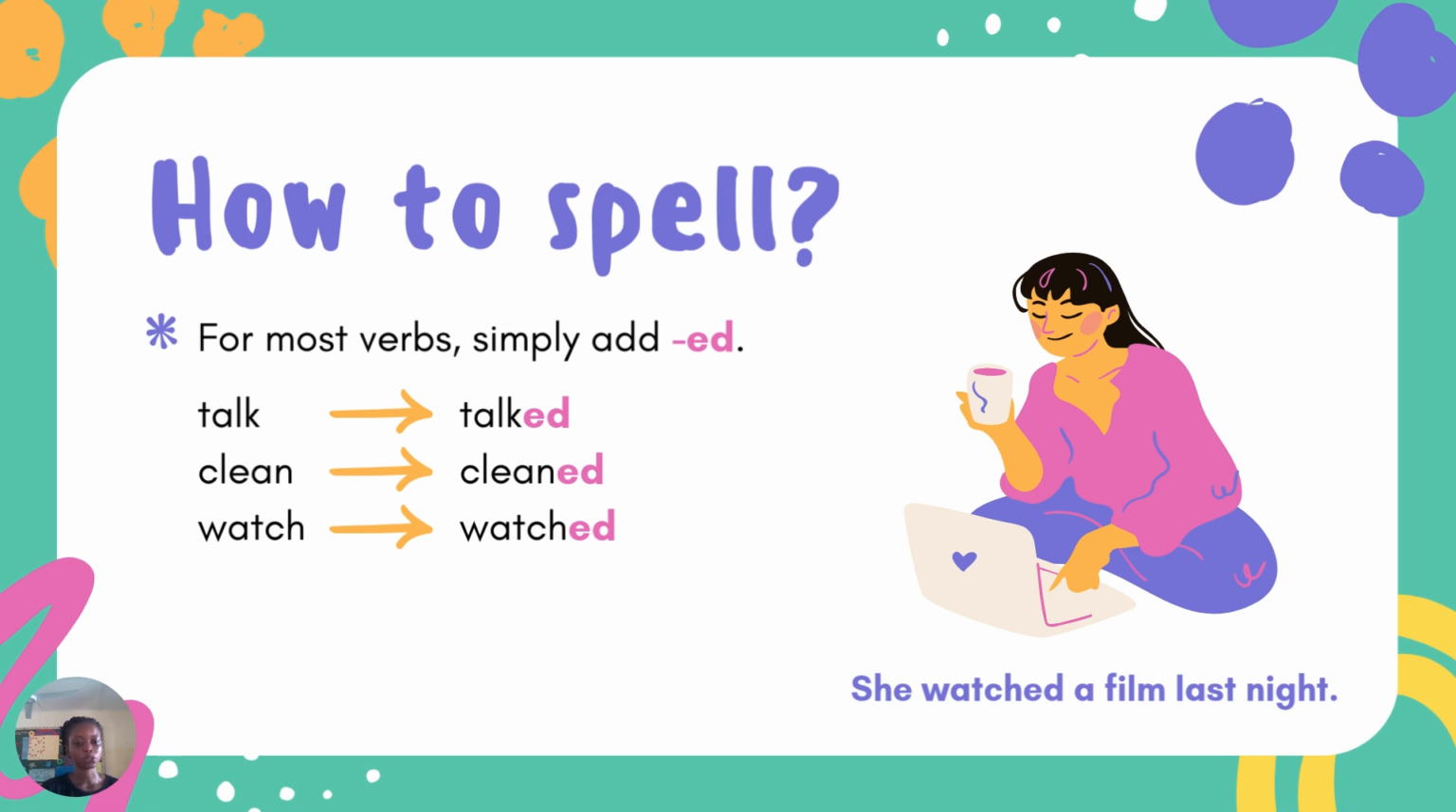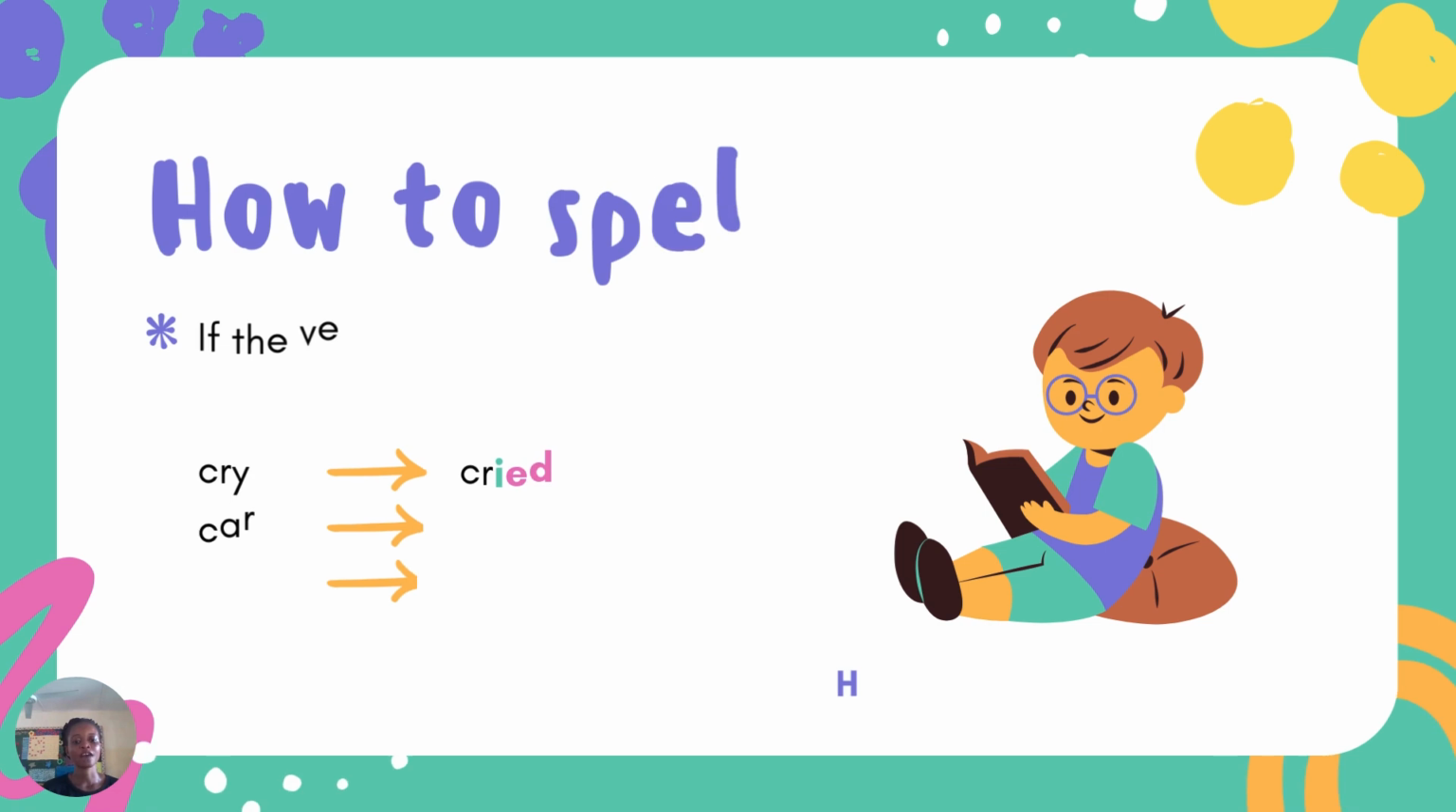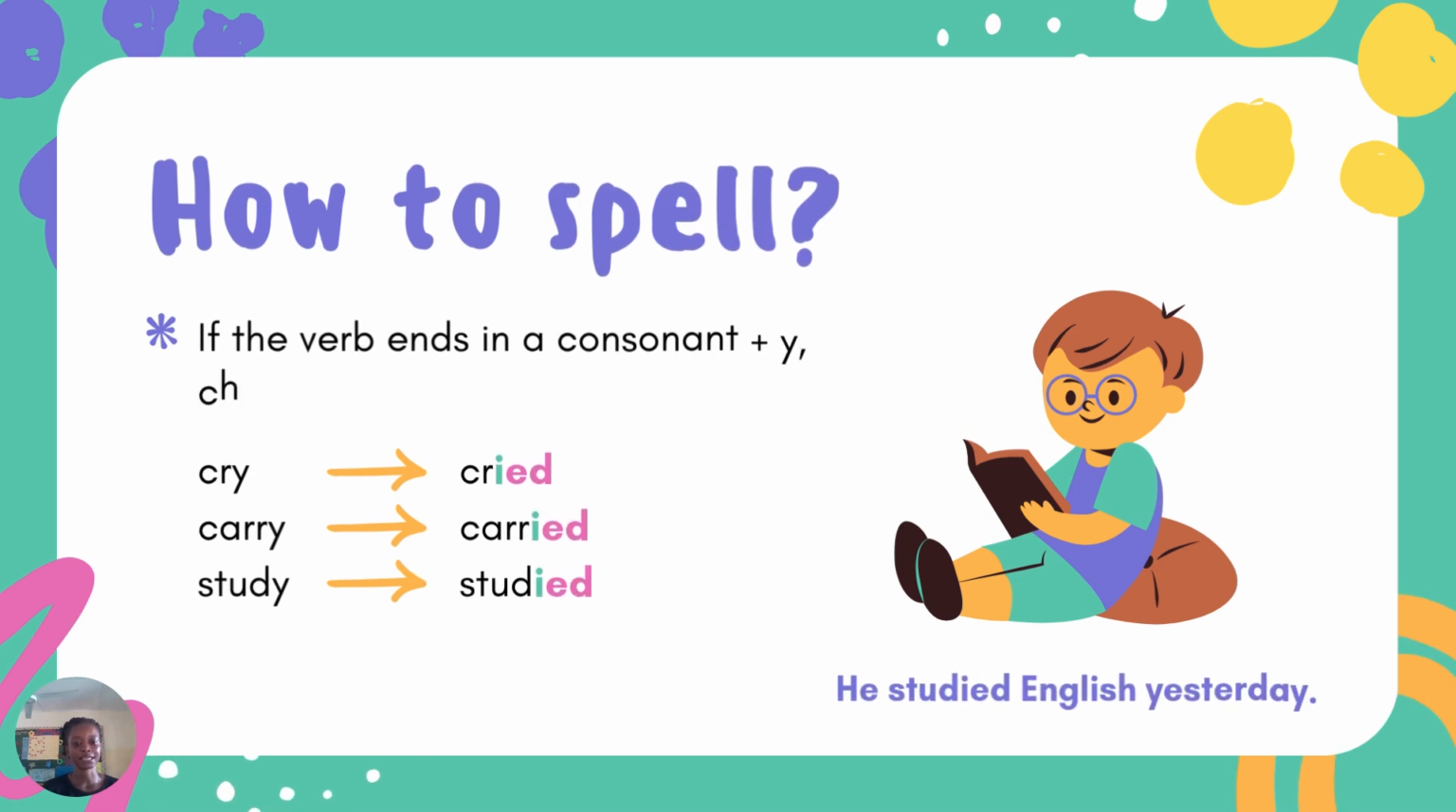We have the example talk. The past tense of talk is talked, by adding ed. We have clean. We have watch. We form these by adding ed to them. Remember I said you can form the past tense of regular verbs by adding letters like d, ed, and the likes. So these are examples of verbs that can be formed by adding the letters ed.